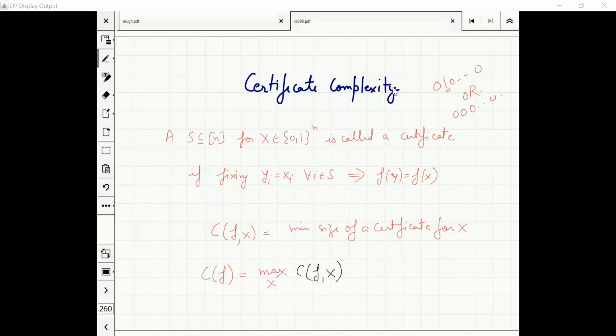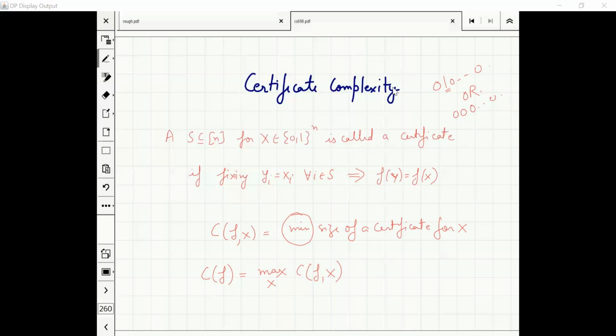Like block sensitivity, we define C of F. The only thing to notice here is that generally for block sensitivity, we had some kind of a max here. So basically, we are saying that if S is a certificate, then restricting the function on the indices of S according to x will make the function become a constant. Very good.